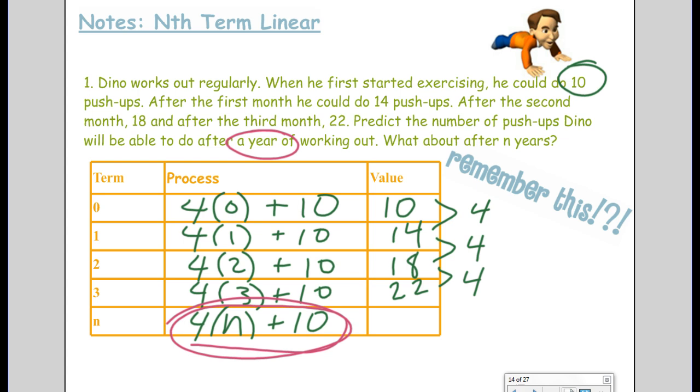What'd you get? He can do 58 push-ups after 1 year. So that's how we predict the future with our linear equation. 58 push-ups. Questions?